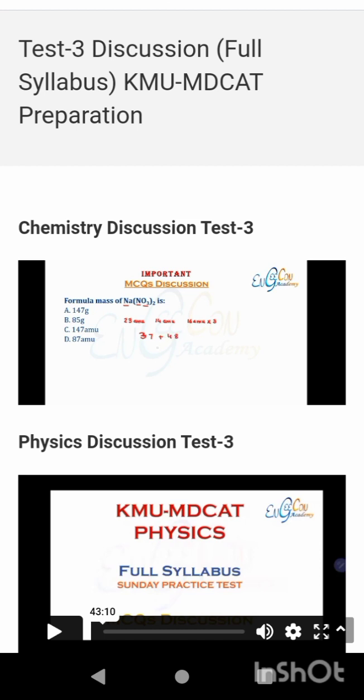So it equals 85 atomic mass units. Here we have been given NaNO3, although it exists as NaNO3, not Na2NO3, but according to the option given we take it as 2. So we get 147 atomic mass units. So C is the correct option according to the one given here.